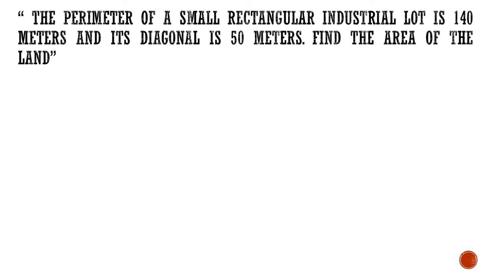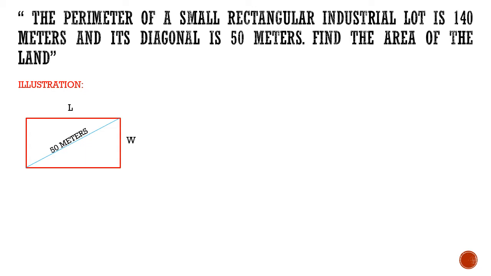So our first problem for geometric problem, the perimeter of a small rectangular industrial lot is 140 meters, and its diagonal is 50 meters. Find the area of the land. So first thing come first is to illustrate the problem. So sabi nga dito, meron daw diagonal na 50 meters. So it is a rectangular lot.